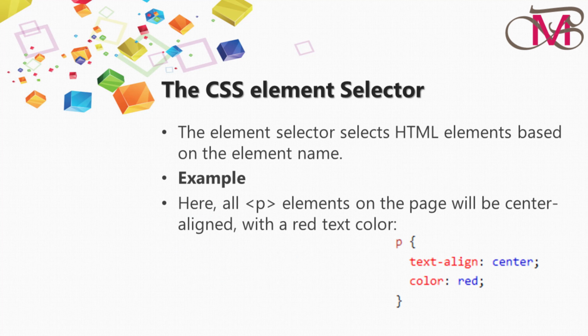The CSS element selector. The element selector selects HTML elements based on the element name. Example. Here, all P elements on the page will be center-aligned with a red text color.